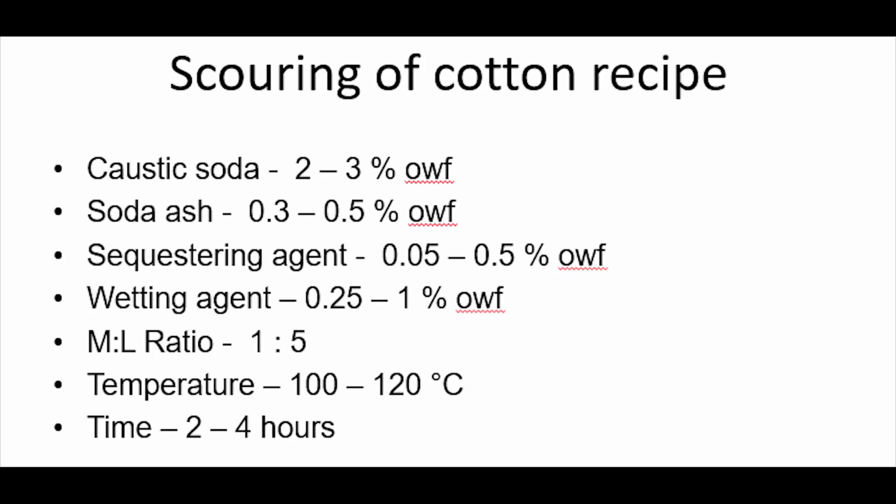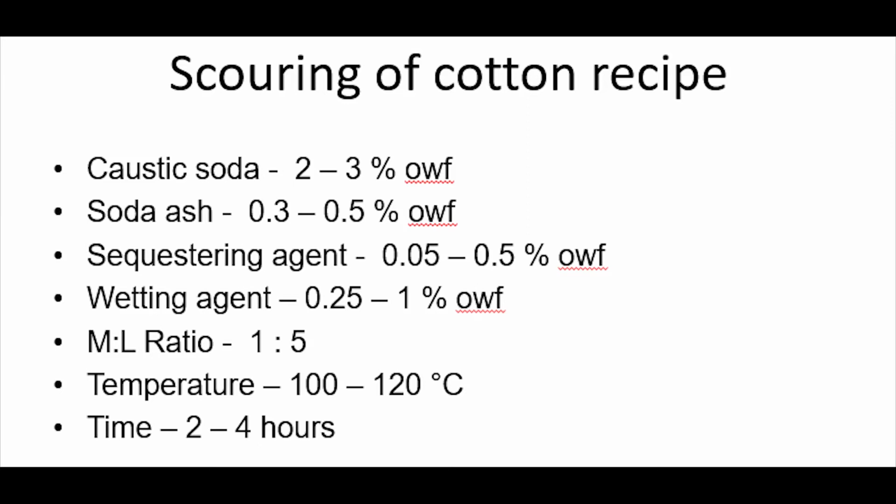And this is the recipe for scouring of cotton fabric. Caustic soda 2 to 3 percent on the weight of fabric. Soda ash 0.3 to 0.5 percent on the weight of fabric. Sequestering agent 0.05 to 0.5 percent on the weight of fabric. Wetting agent 0.24 to 1 percent on the weight of fabric.